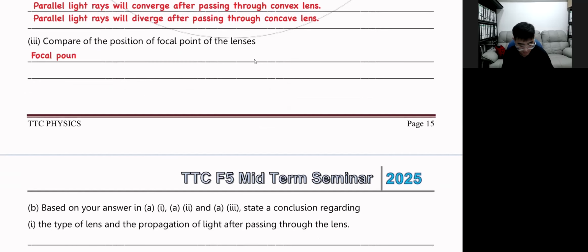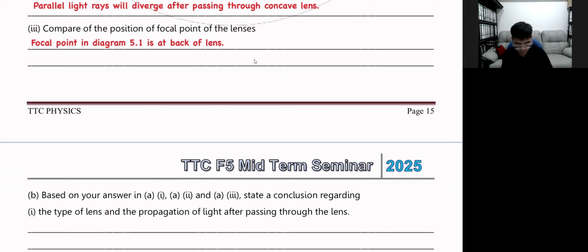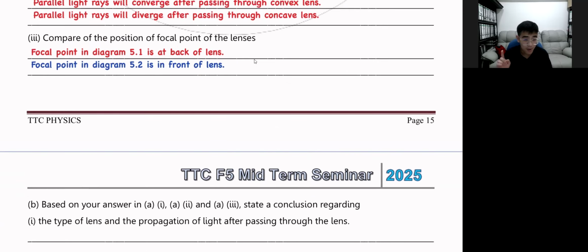So over here, we will write the focal point of the lens in diagram 5.1. The focal point in diagram 5.1 is at the back of the lens, while in diagram 5.2, the focal point is in front of the lens. So one is at the back, one is at the front of the lens. Is that clear? Then let us move on to the next one.